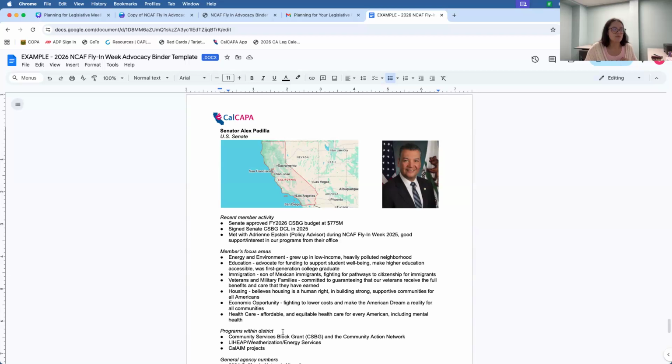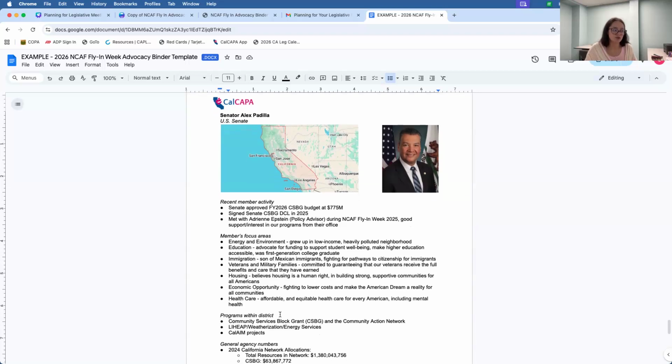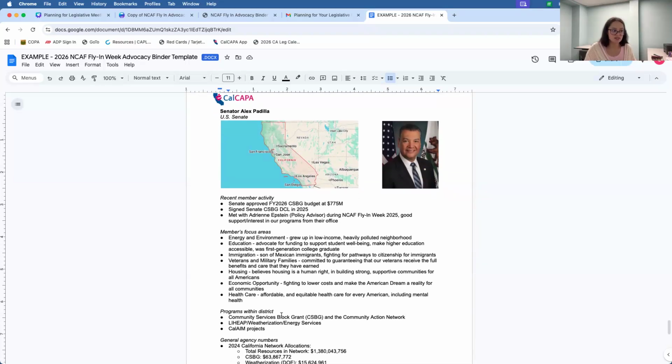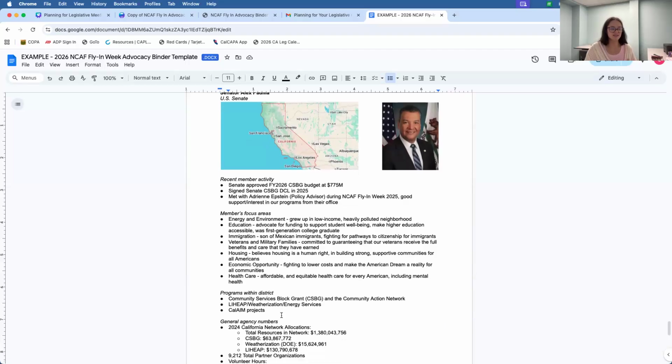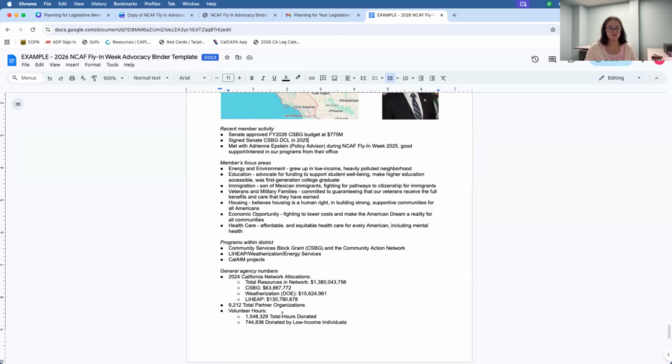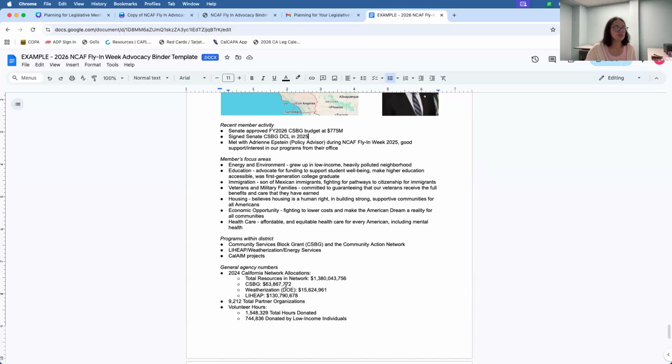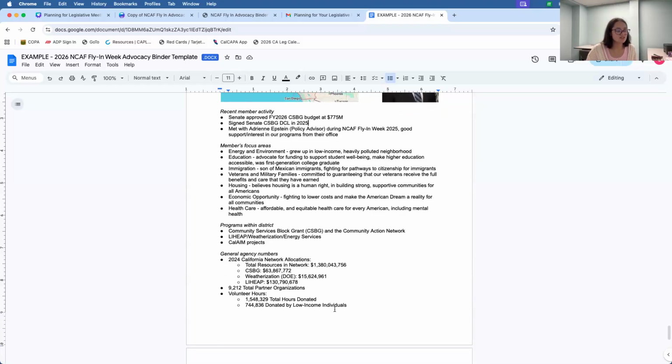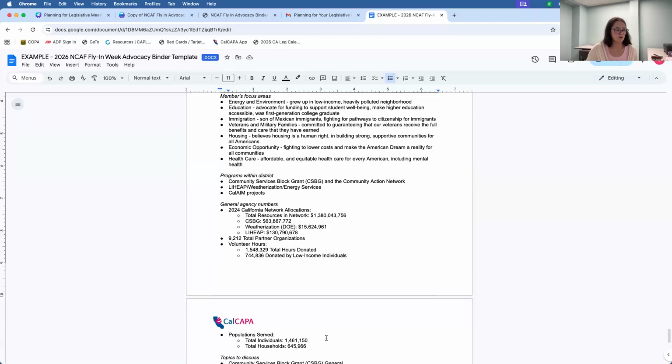And then you get into the member's focus areas, the programs within his district that you operate. Again, this is just an example based on how David would go about a meeting with Senator Padilla. We use a lot of statewide data and statewide talking points, whereas you'd use more localized talking points. We use some of these agency numbers; maybe yours would be more program specific and outcome specific.